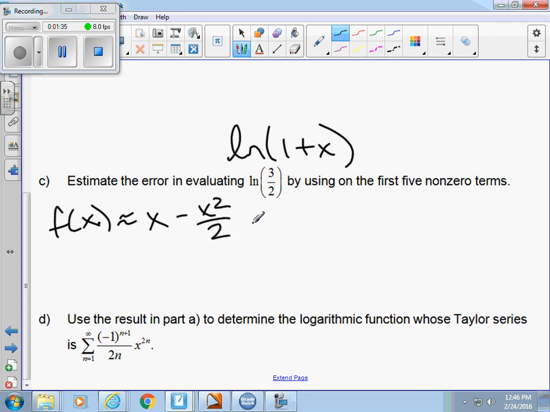We did the first 3. Is that what you said? So we need to go all the way out to 5.